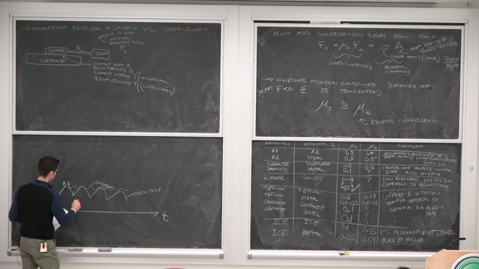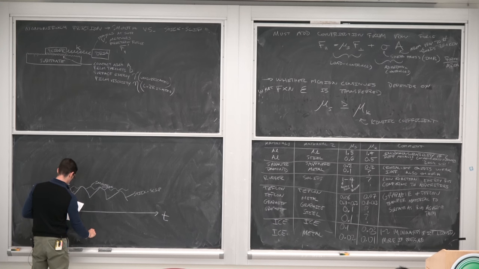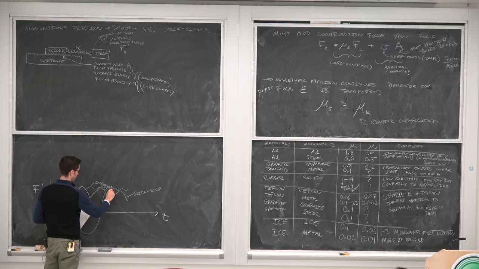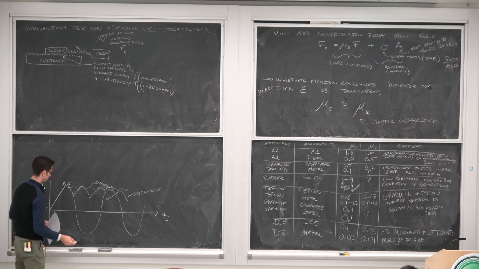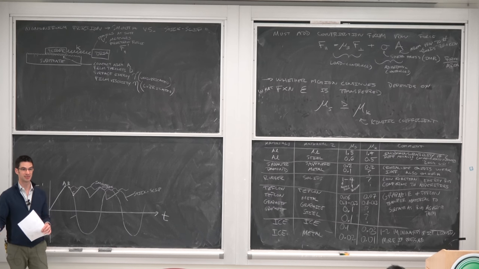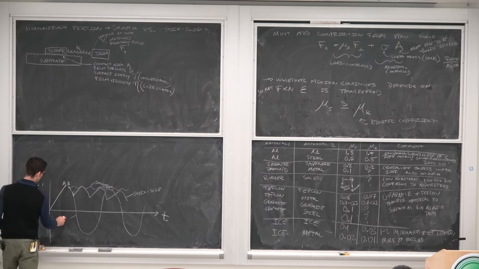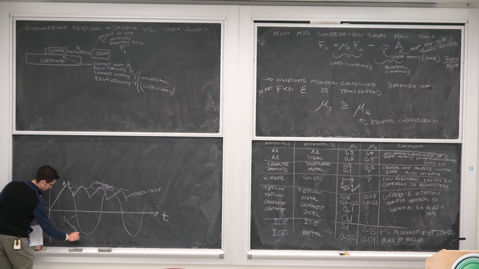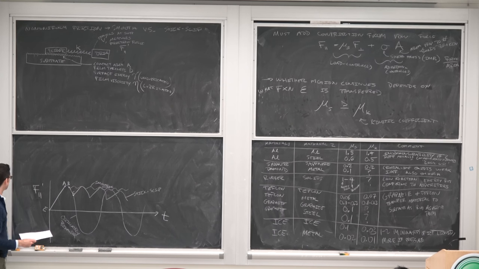Okay, so the final scenario might look like this, where we have oscillatory behavior. And this is with highly lubricated surfaces of certain types, like a really highly viscous lubricant is what produces an oscillatory behavior. Okay, this is the force versus time.